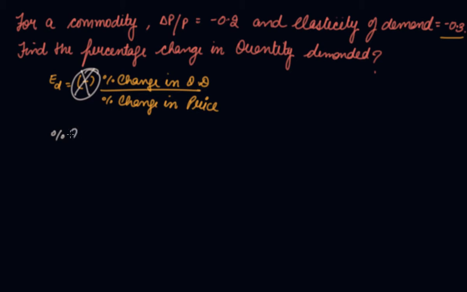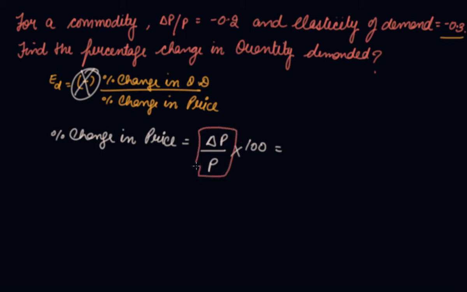So now percentage change in price. How do you find out the percentage of anything you want? That is the change divided by the initial or base thing into 100, right? Now this is given to you in the question, that is minus 0.2 into 100 is 20%, minus 20%, which means that the price has reduced by 20%.